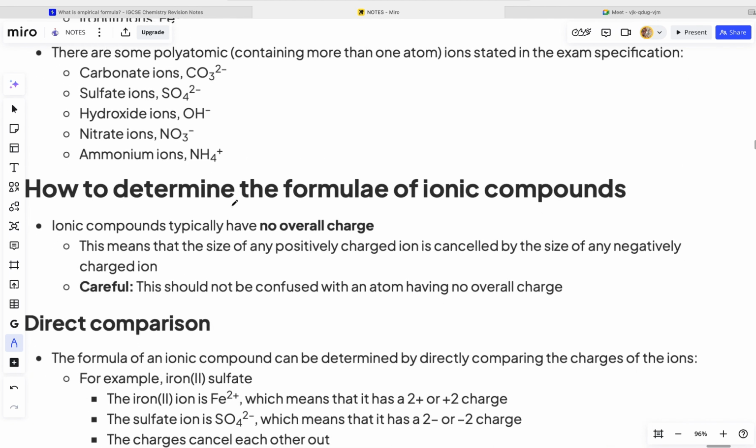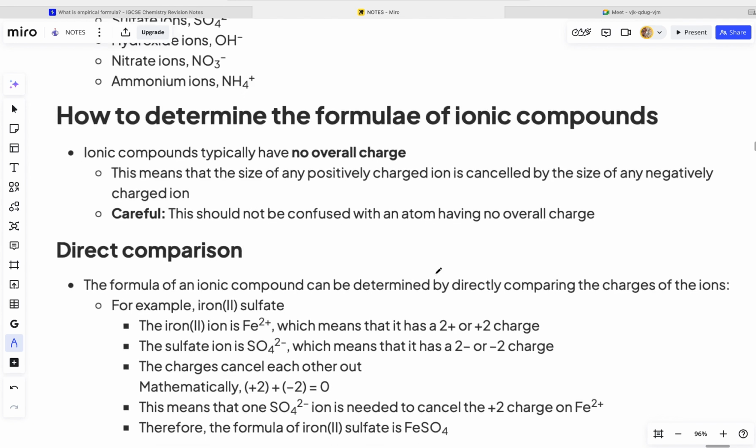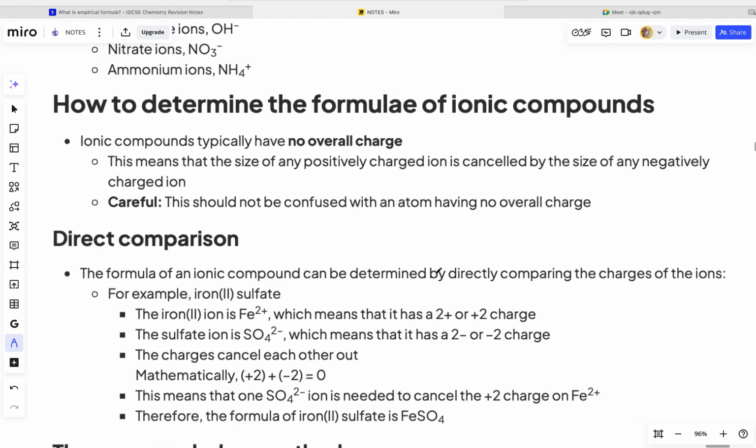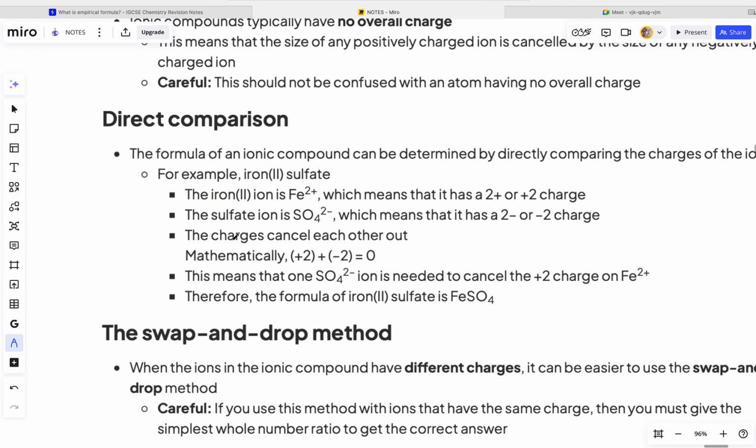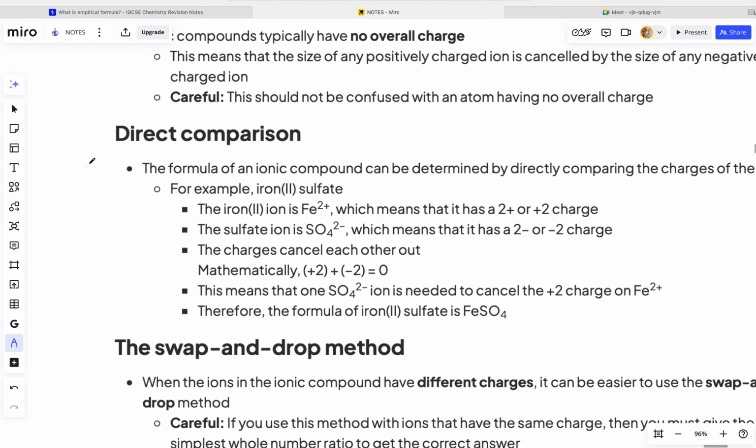How to determine the formula of ionic compounds? There are 2 methods. We have the direct comparison and we have the swap and drop method. Ionic compounds typically have no overall charge. What that means is that the size of any positively charged ion is cancelled by the size of any negatively charged ion. Now there are 2 methods of determining our chemical formula. One is the direct method.